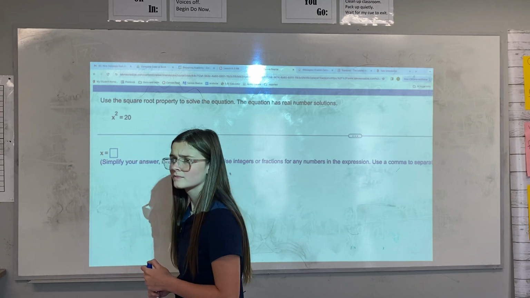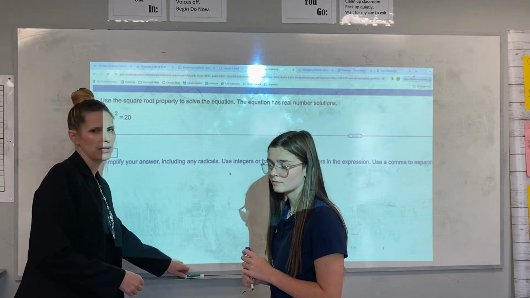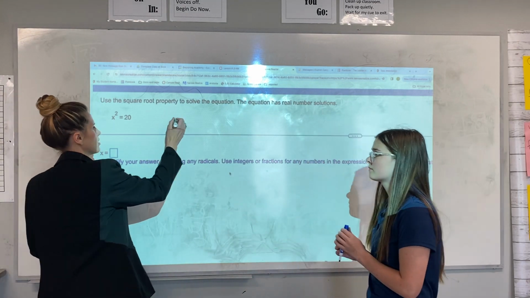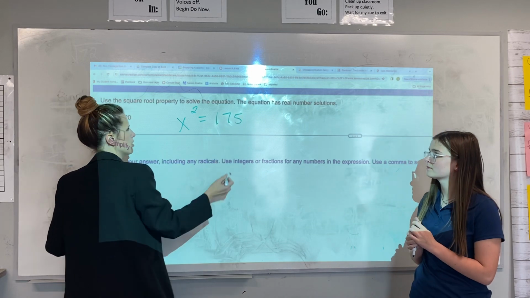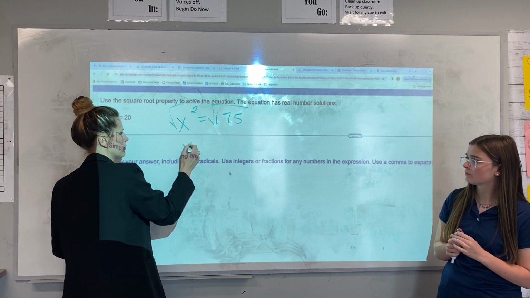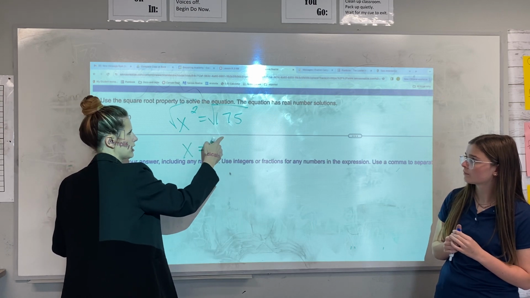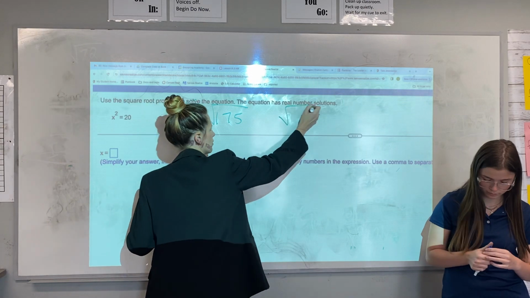Alright, let's do that on the board. Emily got a different number for this, and she's having trouble breaking it down. So x squared is 175. If we have to square root both sides to break x squared free, we just need x. And then we need to break down radical 175.